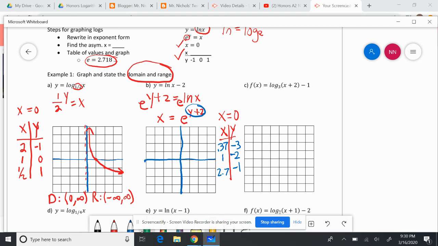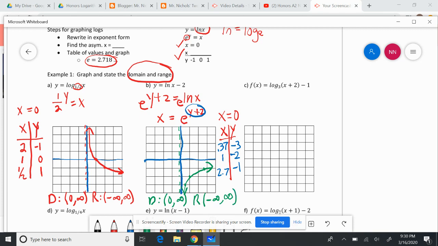And what we have is a vertical asymptote at 0. We have 0.37 and -3. We have 1 and -2. And we have 2.7 and -1. And we also need to figure out the domain and range. The domain starts at 0, goes to infinity. It never touches 0, that's why it's a parenthesis. And then our range, it's going up, it's going down, so we have negative infinity to infinity.